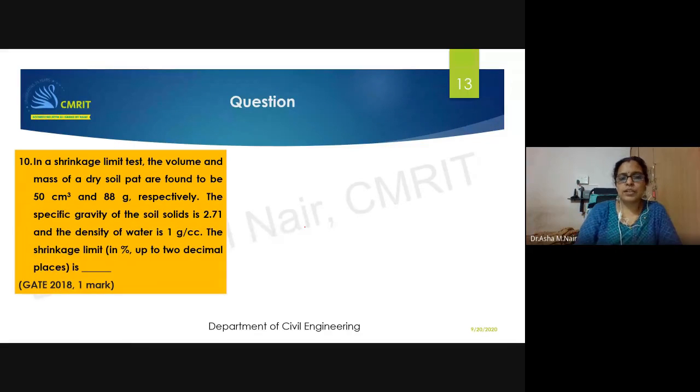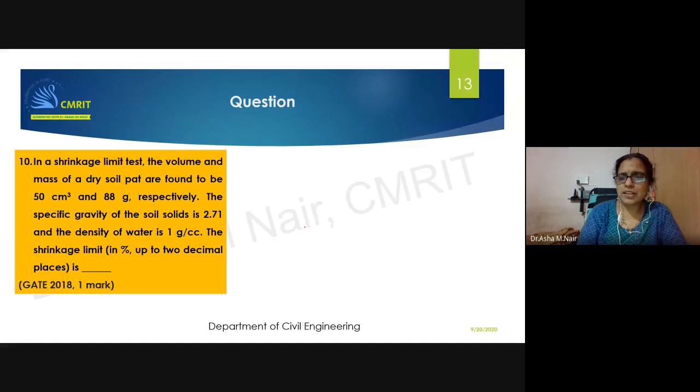Next question. In a shrinkage limit test, the volume and mass of a dry soil patch are found to be 50 cubic centimeters and 88 grams respectively. The specific gravity of the soil solids is 2.71 and the density of water is 1 gram per cc. What is the shrinkage limit?